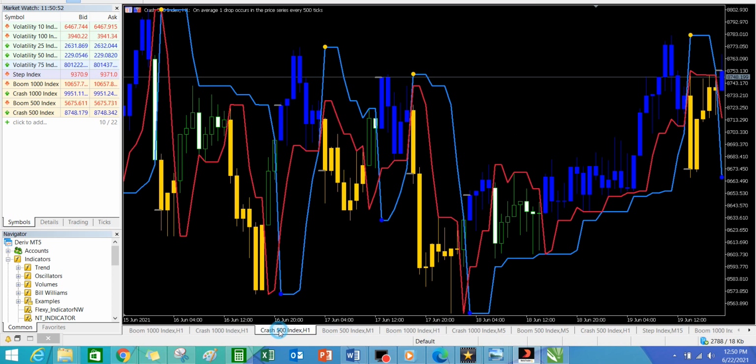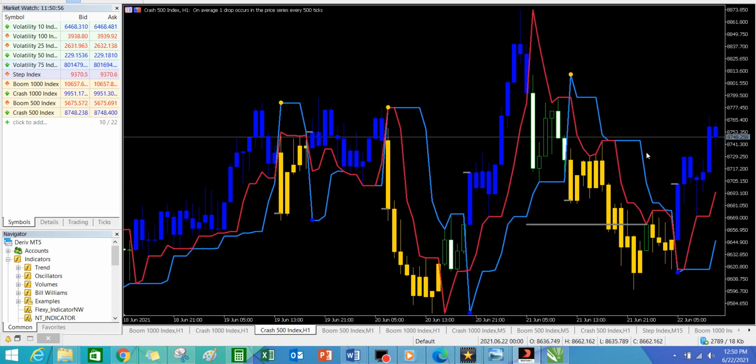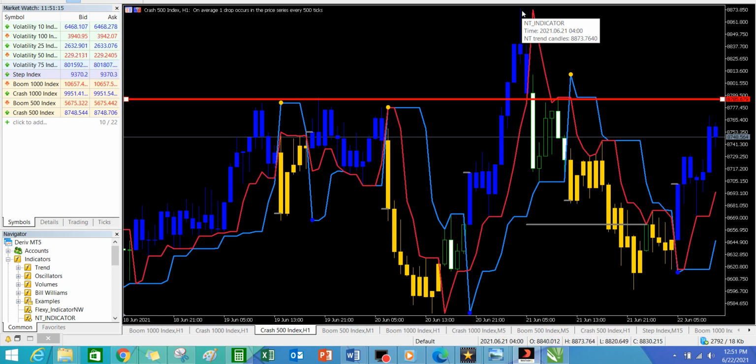Okay, so let's check out what is happening with Crash 500. I'm using the NT indicator right now. Okay, it is on an uptrend and trying to get to this resistance level. If it breaks the resistance level here, then definitely we should be looking at the topmost resistance level at this point, before it will come back.